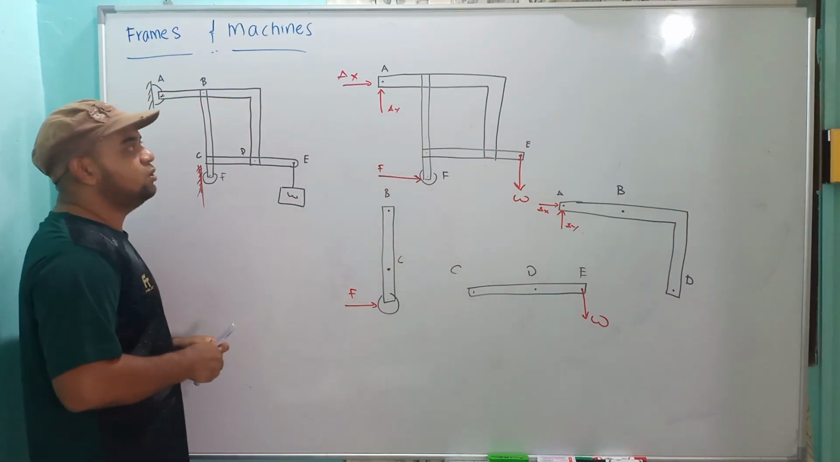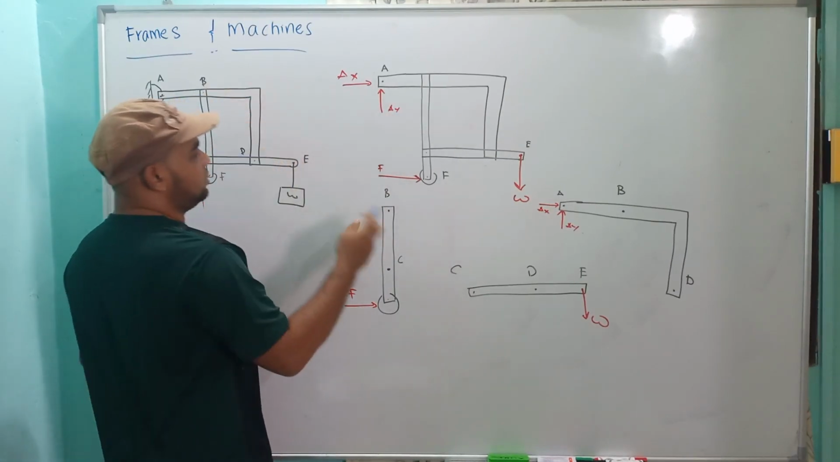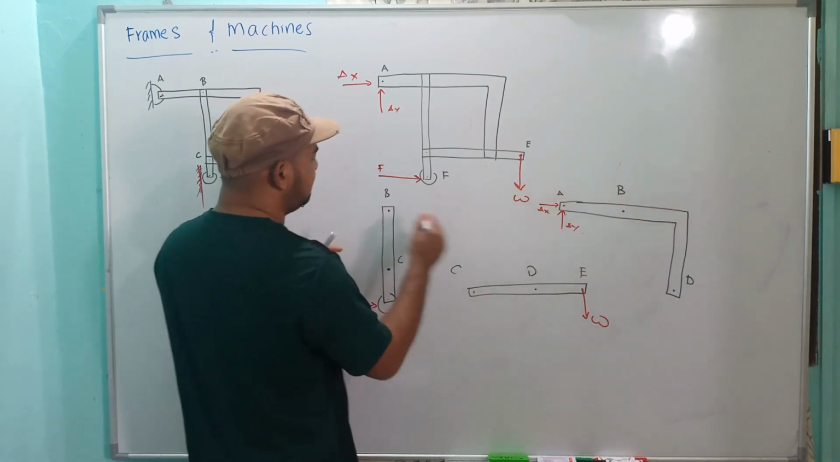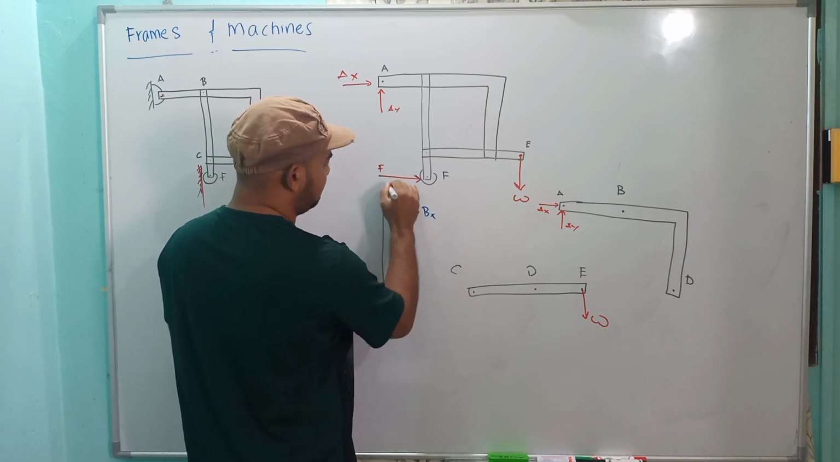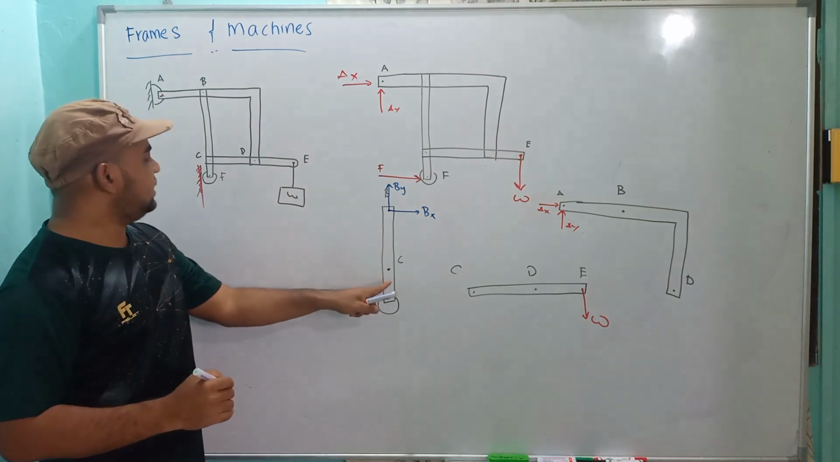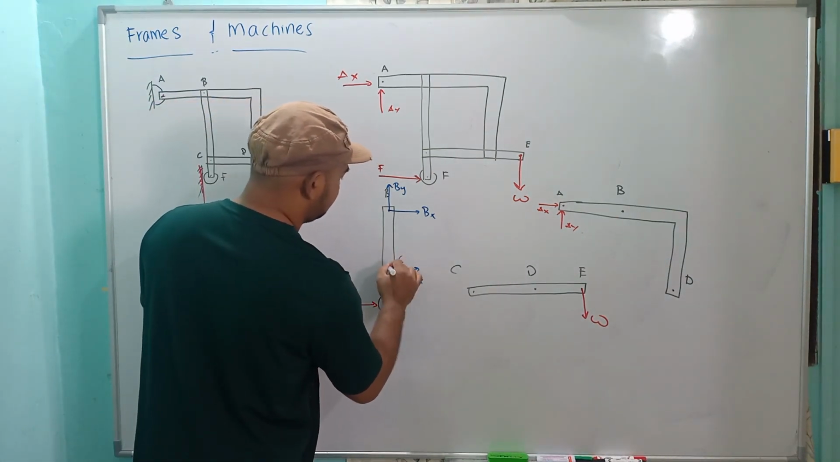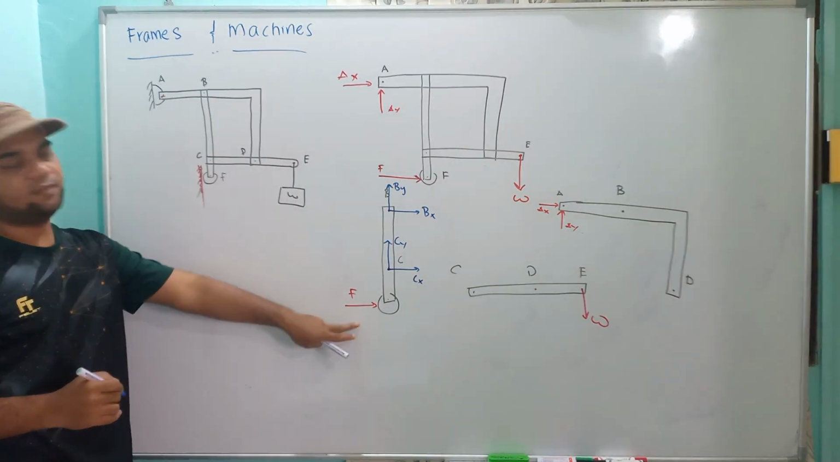Okay, then we go to the other point. So let's say we start here. B here is a pin joint, so we open here and put this one separately, so you should have BX and B1. Okay, here C is also a pin joint, so you want to put CX, C1. Okay, so this is the first point.